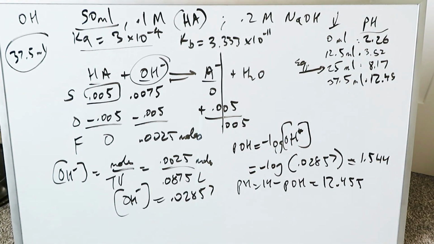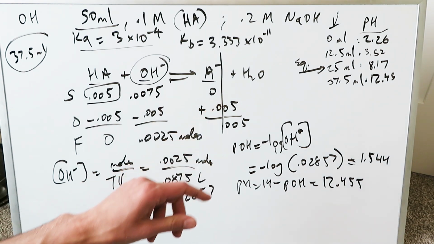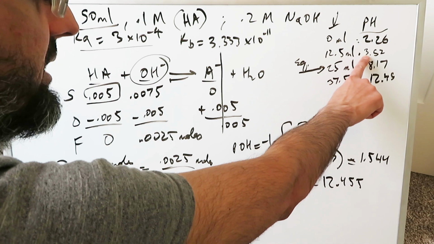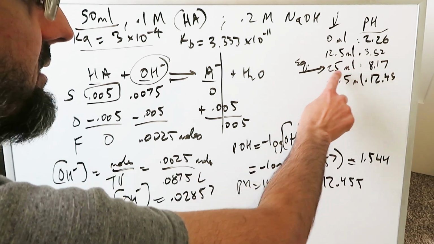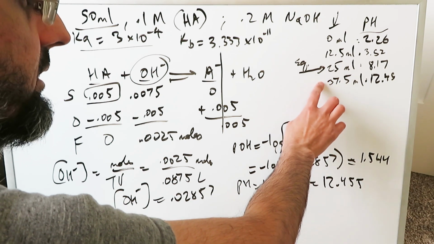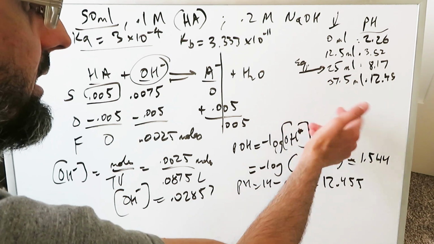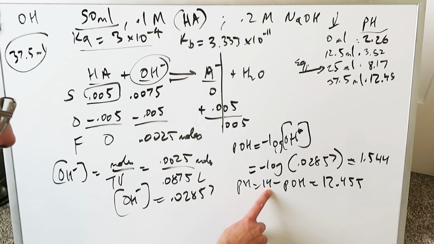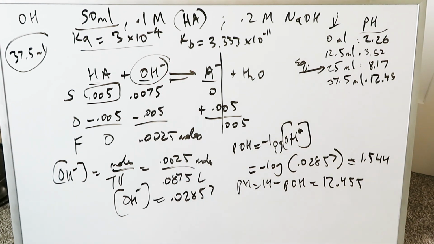Look at the pH changes. Initially, you only have acid, it's 2.26. You slowly start adding base, the pH starts rising, but not a lot because a buffer is at play. The buffer gets consumed up and used up at this equivalence point, the pH shoots up. After that, only the hydroxide ion is dominating and the pH is going to start shooting up closer and closer to 14 as you keep adding more and more sodium hydroxide.